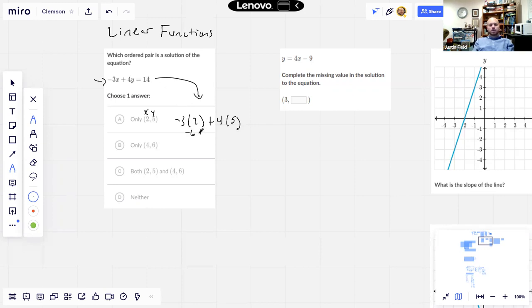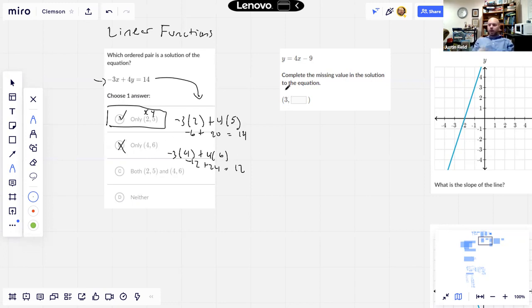So that would be -6 plus 20. Hey, that is 14. So that works, but we also got to try 4, 6. So it's possible that we get multiple solutions. So let's try -3, 4 plus 4, 6. That'd be -12 plus 24, and that is +12. So the answer for this one, it appears, is A, although sometimes they might both work.